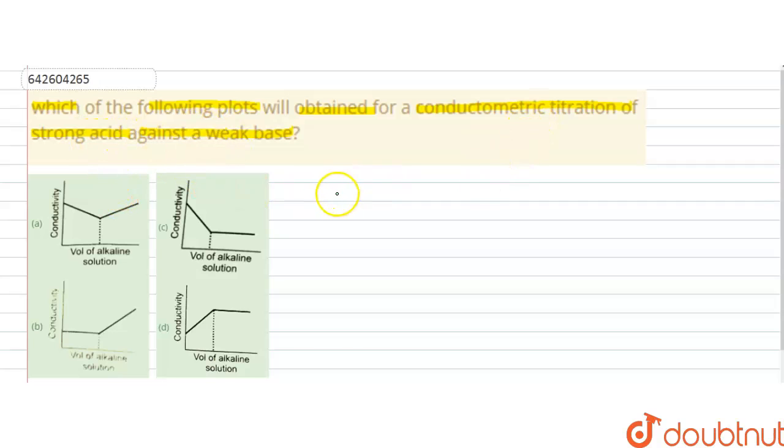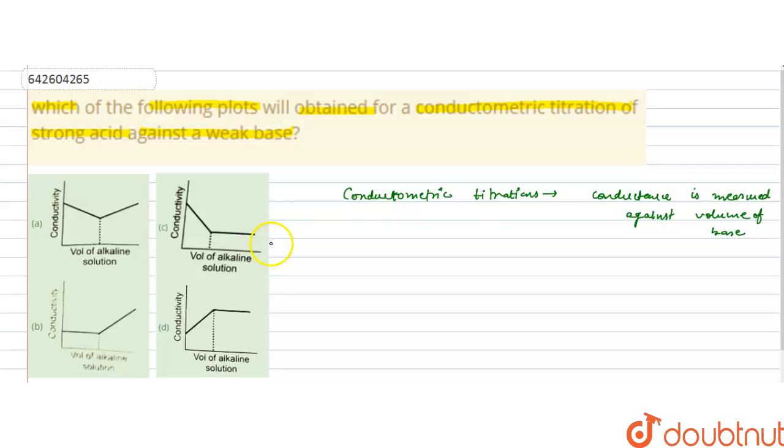So conductometric titrations are those in which the conductance is measured. Conductance, or conductivity, is measured against the volume of the base, or the alkaline solution. These are the conductometric titrations.